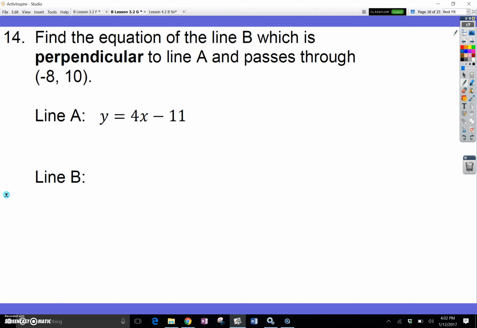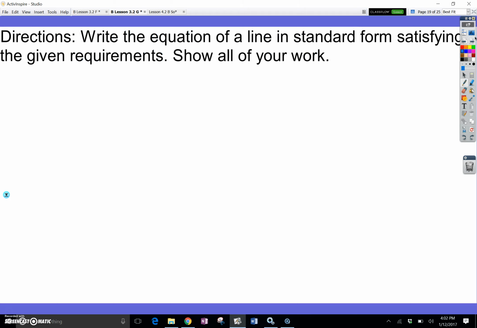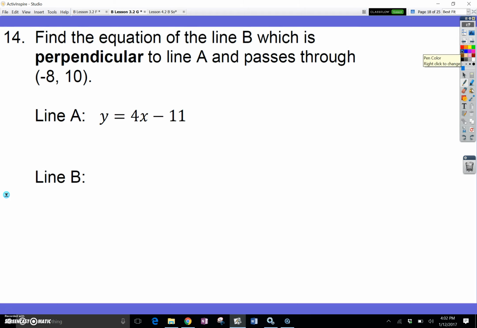Alright, I want you to try 14 on your own, so go ahead and pause it, and then we'll come back and see if you got it right. So please pause it now.